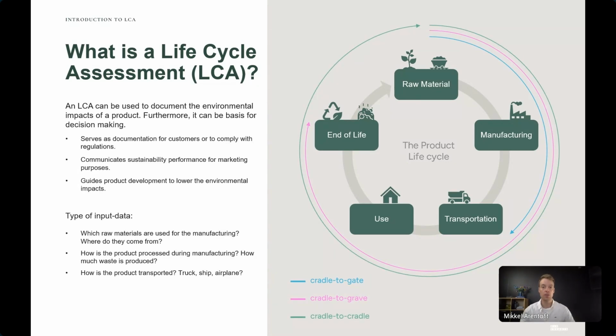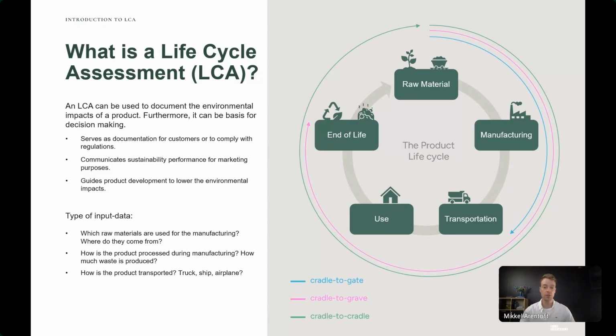LCAs are often conducted once the product is made to document the environmental impacts of the product. This can be used to provide customers with a carbon footprint. It can be used as marketing material or to comply with regulations such as documenting your Scope 3 emissions. But to get the most out of an LCA, the insights you get could be used as input to decision making. For example, to guide a redesign to reduce the environmental impacts of your product.